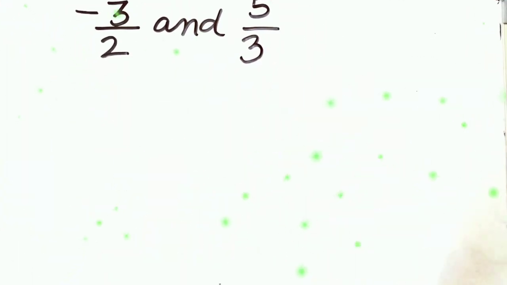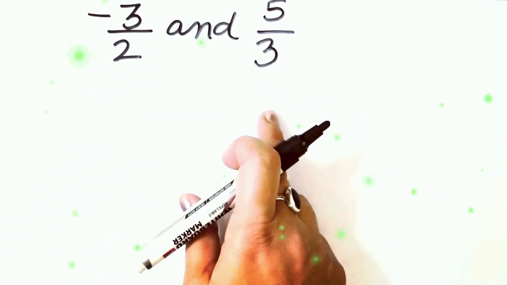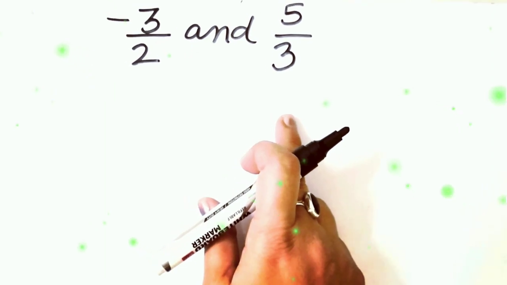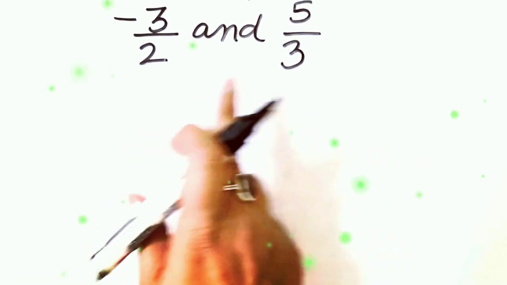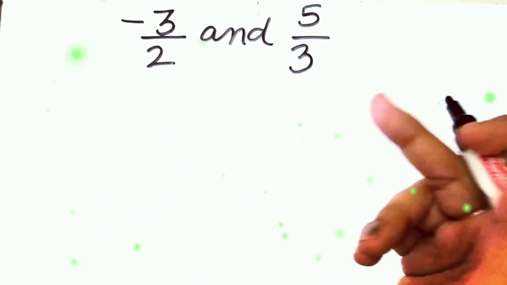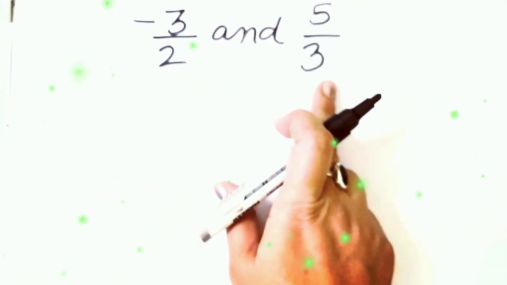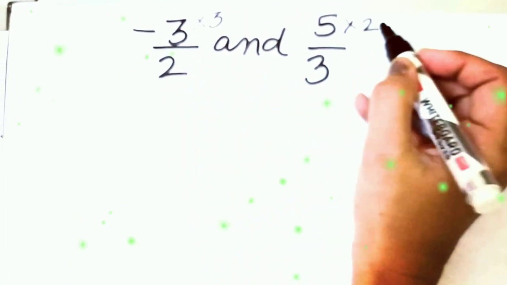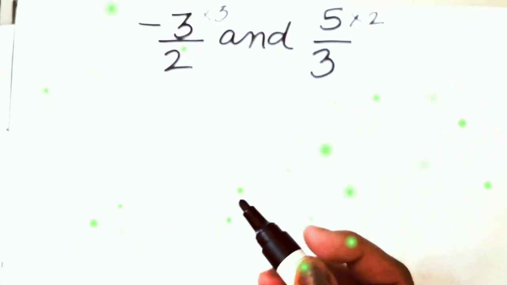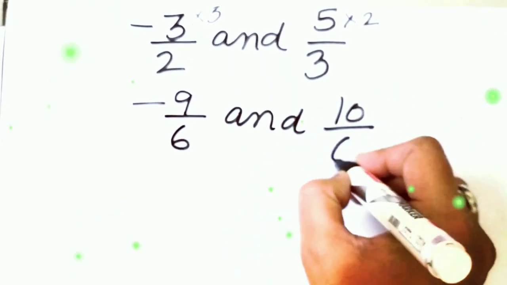Now let's take another example. Suppose there are two rational numbers, minus 3 by 2 and 5 by 3. Again they are unlike fractions. Their denominators are not the same. So what we will do, we will convert them into like fractions. Now again you can take the LCM and all that, but you can act smarter also, and you can see that 2 and 3 are co-prime numbers. So we can simply multiply this by 3 and this by 2, and you will get like fractions, say minus 9 over 6 and 10 over 6.